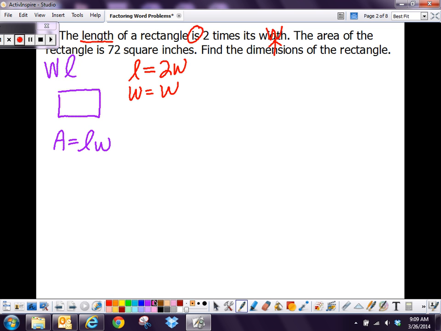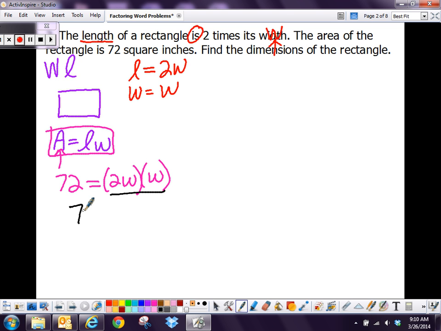Okay, so now I'm going to take everything that I know from the problem and plug it in. Okay, so in this area formula right here, I'm going to plug everything in. So I know my area. My area is 72. My length, I said, was 2W, and my width was W. Okay, I'm going to simplify this. So I've got to multiply these two things first. So I have 72 equals, that's going to be 2W squared.